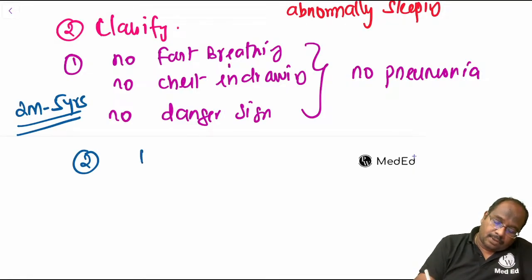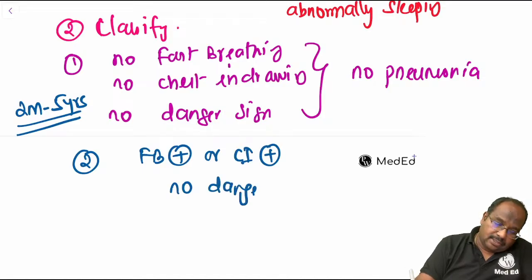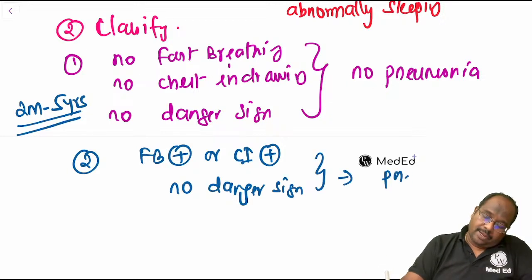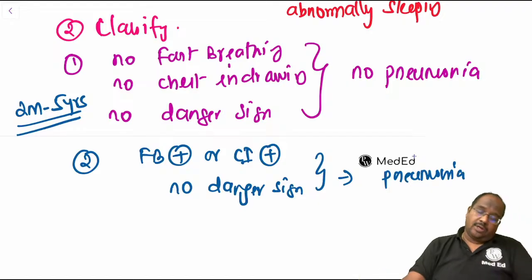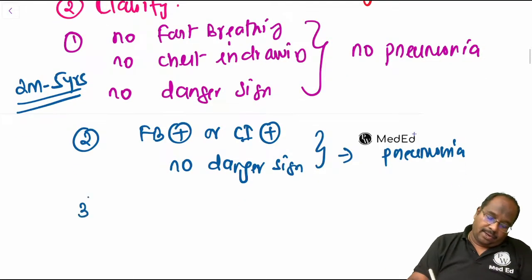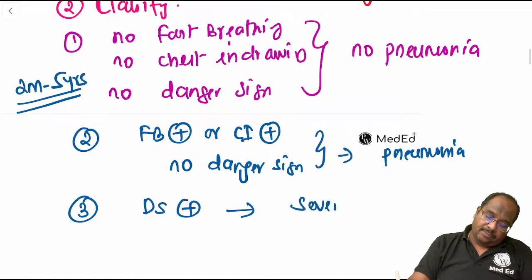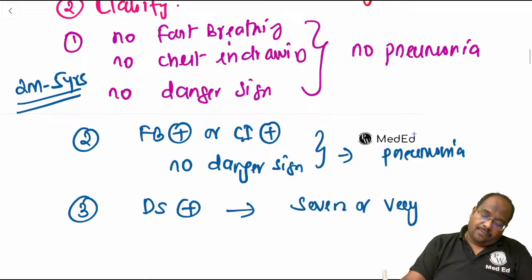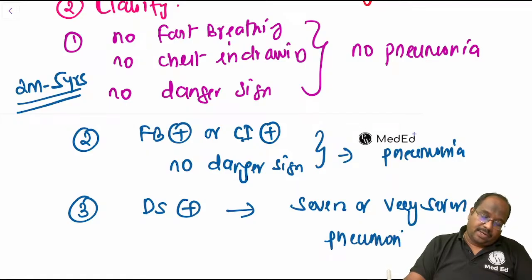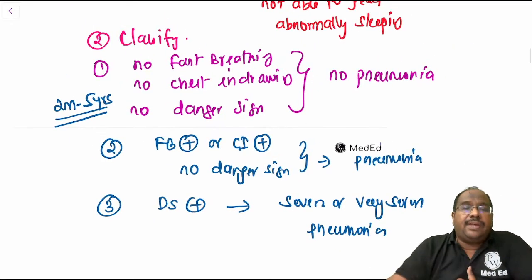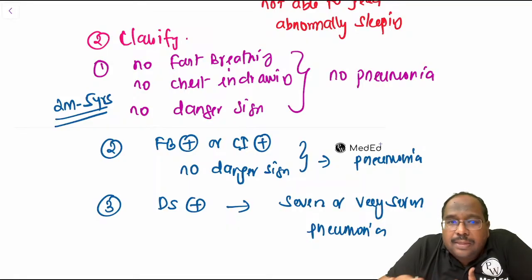Second, fast breathing present or chest indrawing present, no danger sign. Then what is this? Pneumonia, guys. The third one is danger sign present, which means severe or very severe pneumonia. Danger sign is there, severe or very severe pneumonia. Okay, right? This is the classification.